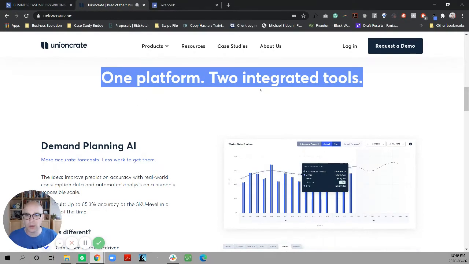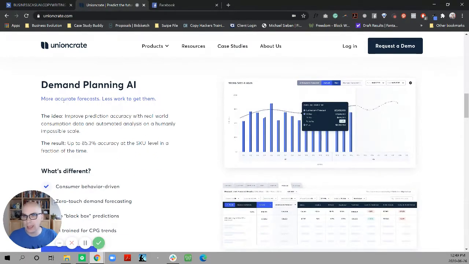So one platform, two integrated tools, that was really important because this gives that sense of, okay, it's one, they're interconnected, but they're two separate tools, and now I can explore the ones that are right for me. So demand planning AI, more accurate forecast, less work to get them. That's something both, no matter how big or small your business, that's what you want.